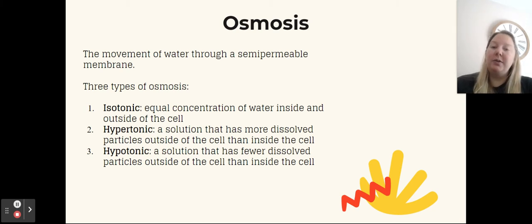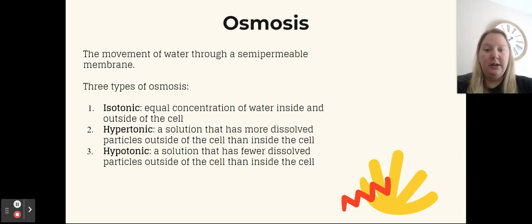Our second type of osmosis is called hypertonic. This is a solution that has more particles outside of the cell than inside of the cell, causing the water to leave to try to balance out that concentration. And I'll show you this in one moment. A hypotonic solution is a solution that has fewer dissolved particles outside of the cell than inside of the cell, meaning the water is going to try to enter the cell.